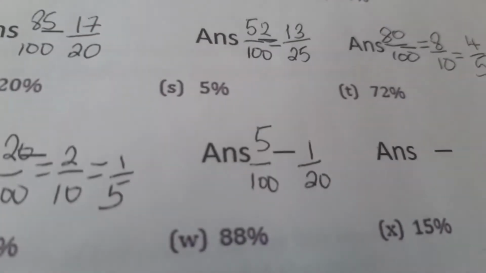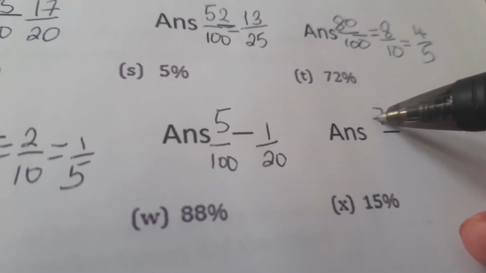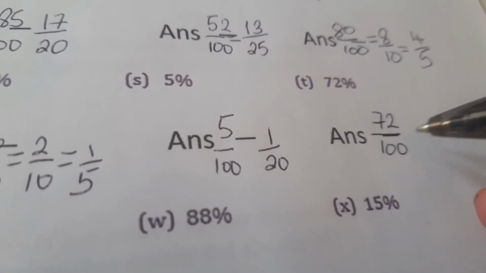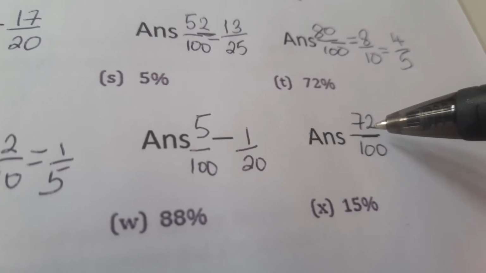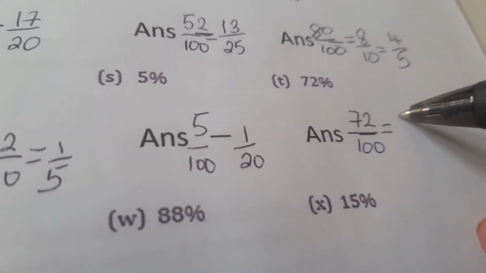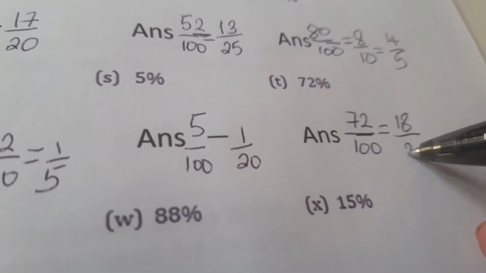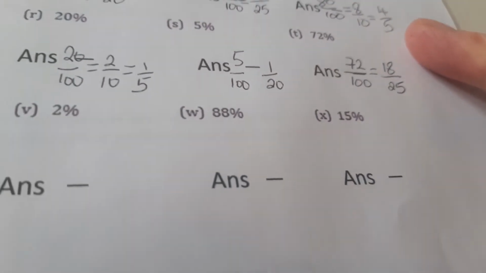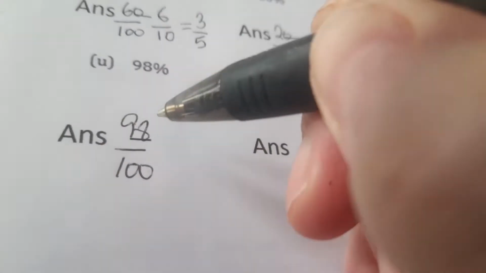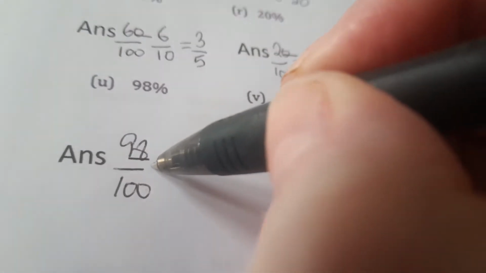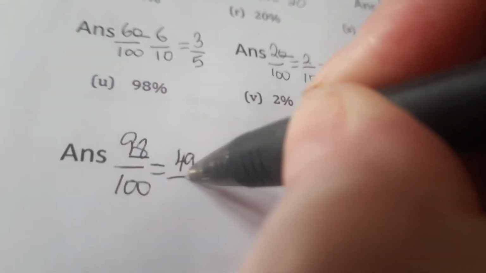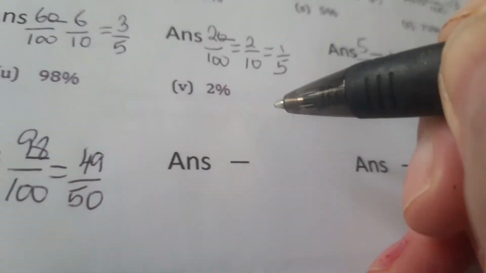72. So start with 72 over 100. Now, you know that 2 goes in, but you should always check if 4 goes in, and 4 will go into 72. 4 goes into 72 18 times. And divide 100 by 4, 25. 98. So 98 over 100. It's an even number, 2 goes in. And when you check, 4 will not go into this one. So that's 49. We're dividing by 2, 50.